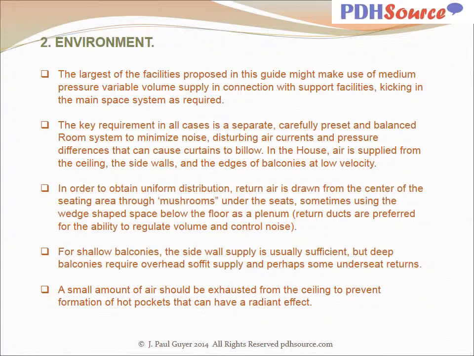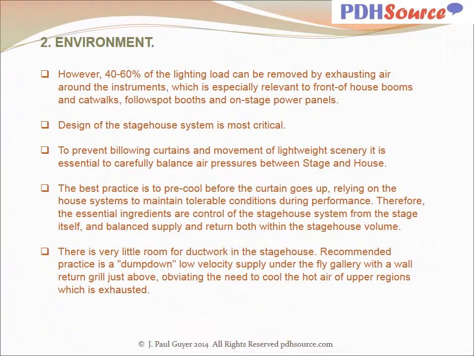For shallow balconies, the sidewall supply is usually sufficient, but deep balconies require overhead soffit supply and perhaps some underseat returns. A small amount of air should be exhausted from the ceiling to prevent formation of hot pockets that can have a radiant effect. However, 40 to 60% of the lighting load can be removed by exhausting air around the instruments, which is especially relevant to front-of-house booms and catwalks, follow-spot booths, and onstage power panels.